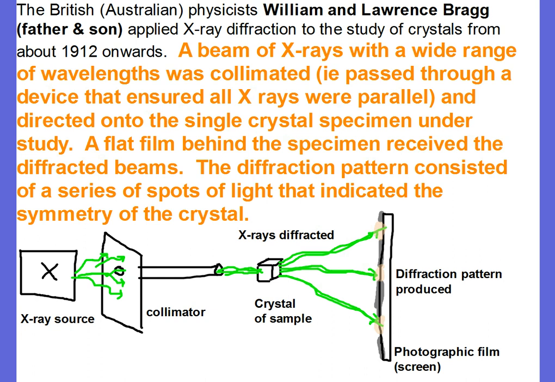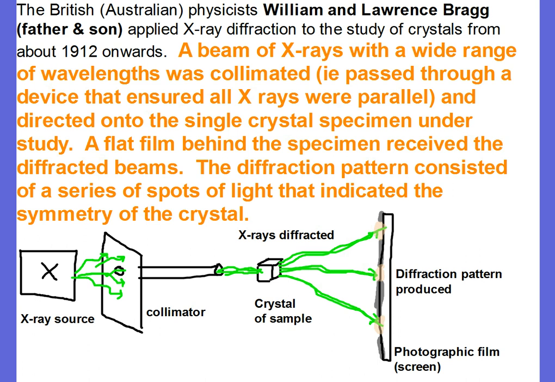So once again, and this goes to the bottom of page 2, it says the British and Australian physicists William and Lawrence Bragg, father and son, applied X-ray diffraction to the study of crystals from about 1912 onwards. And what did they do? A beam of X-rays with a wide range of wavelengths was collimated, which means passed through a device that ensured all X-rays are parallel, and directed onto a single crystal specimen under study. A flat film behind the specimen received the diffracted beams. The diffraction pattern consisted of a series of spots of light that indicated the symmetry of the crystal.